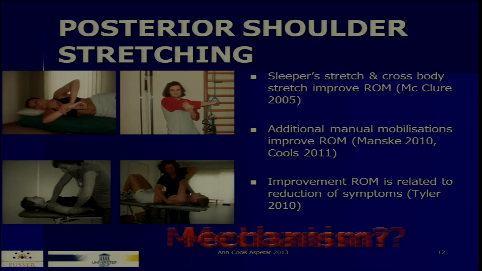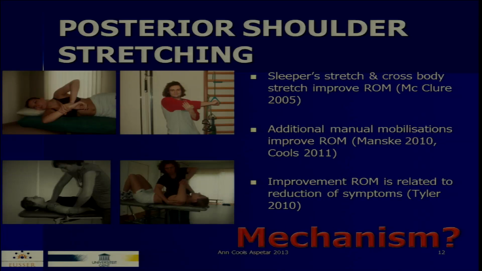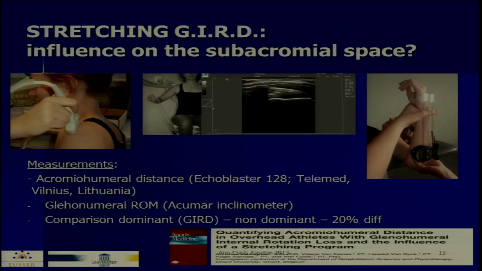Now, one of the questions we have here is, what is the mechanism? If stretching works in patients, reducing the symptoms, why is that? Well, we don't know, but we maybe did a first step in examining the relationship between symptoms and range of motion and stretching by performing the following study, which was published last year, I think, in the American Journal of Sports Medicine. We measured 2 things. We measured with ultrasound the acromiohumeral distance in 3 different positions between 0 and 60 degrees of abduction, and we measured range of motion into internal rotation. We compared the dominant with the non-dominant side in a group of healthy people with GIRD, so the inclusion criteria were 20 degrees, I'm sorry, that's an error, 20 degrees of difference between left and right.